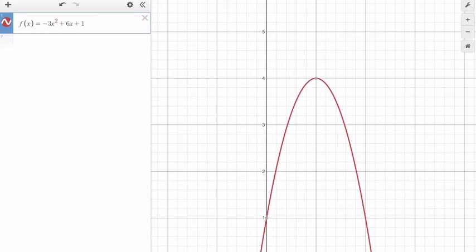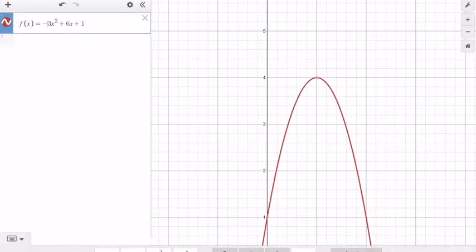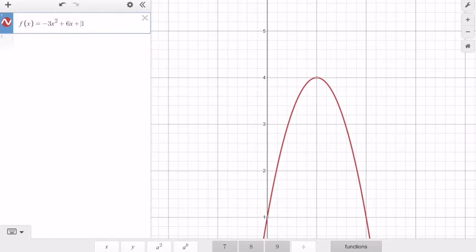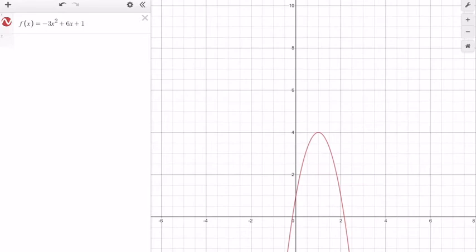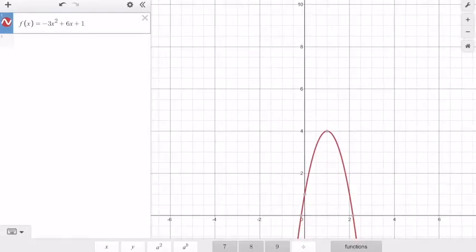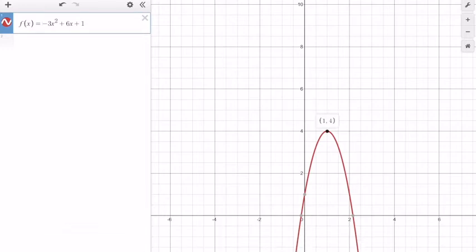So if we go to Desmos and graph our function, we can see that if I have f of x equals negative 3x squared plus 6x plus 1, that vertex is when x is 1 and y is 4. And because it has a negative coefficient, this parabola opens down. Its domain is from negative infinity to positive infinity, just a little refresher, and its range goes from negative infinity to 4, and 4 is included. And 4 here is a maximum point.